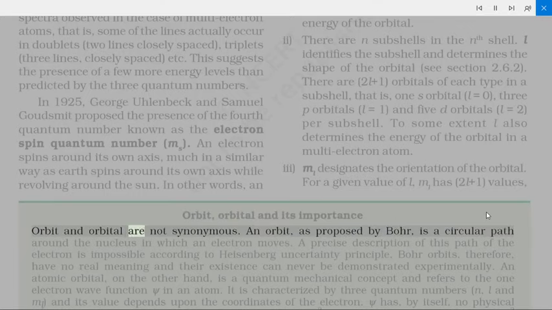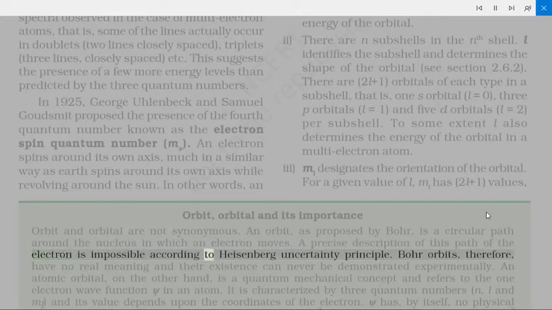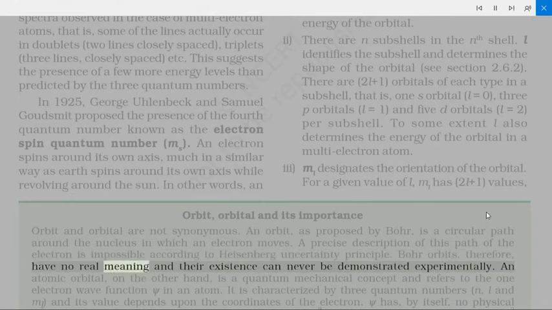Orbit and orbital and their importance. Orbit and orbital are not synonymous. An orbit, as proposed by Bohr, is a circular path around the nucleus in which an electron moves. A precise description of this path of the electron is impossible according to the Heisenberg uncertainty principle. Bohr orbits, therefore, have no real meaning and their existence can never be demonstrated experimentally.